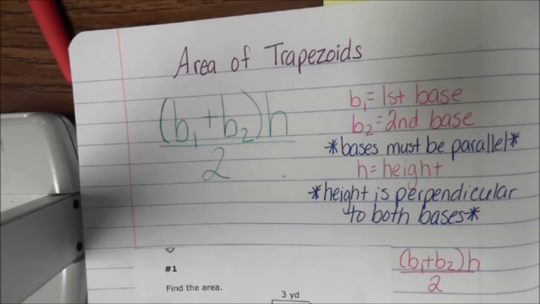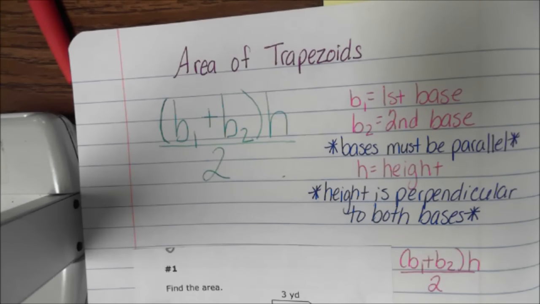Now, what does matter is that my bases must always be parallel for a trapezoid. That's right. So I need to choose the two sides that are parallel, and I add those together. And then the h is my height. And we talked about with triangles and with parallelograms, can that height ever be slanty, Mrs. Markham? Nope. It has to be straight up and down, and again, it's perpendicular to both of those bases.